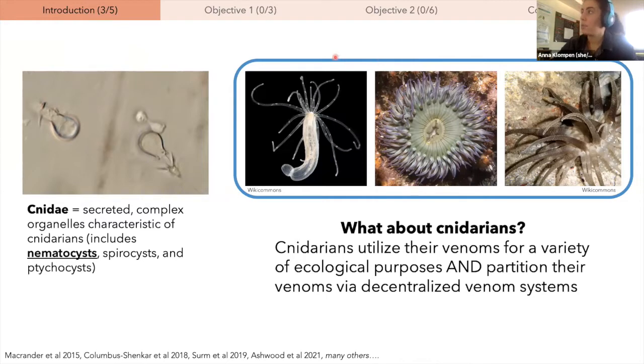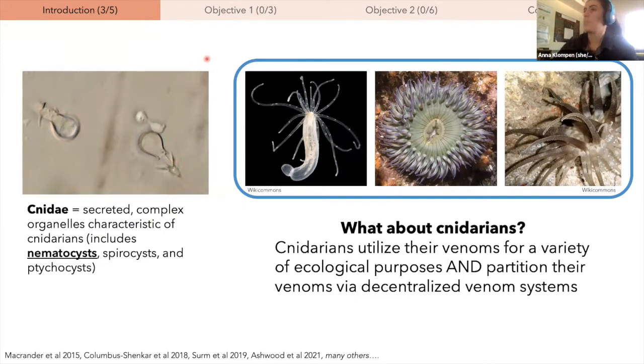But they also partition their venoms through this decentralized venom system. So they inject their venoms through nematocysts, which are one of the 3 types of cnidae, which are these secreted complex organelles that help define the group. This is the rather infamous stenotele type of nematocyst from Hydra with these long barbs.